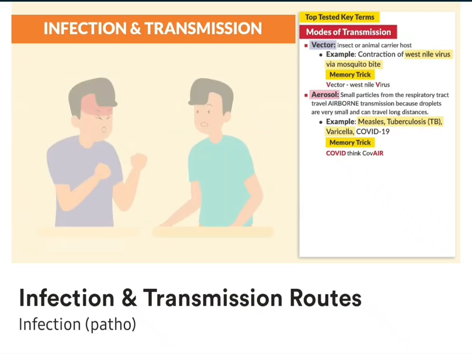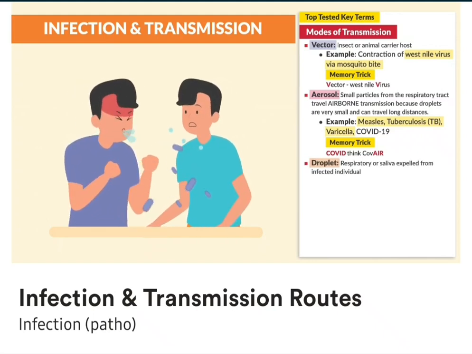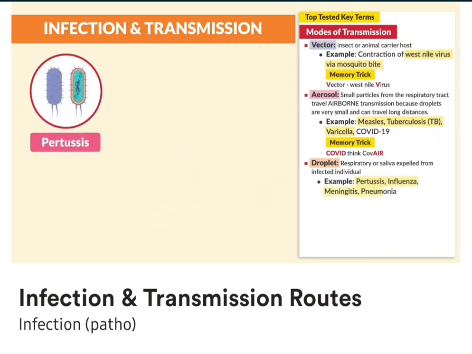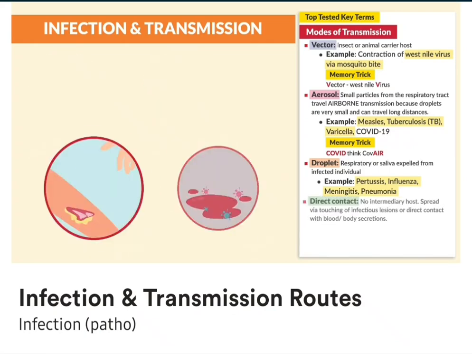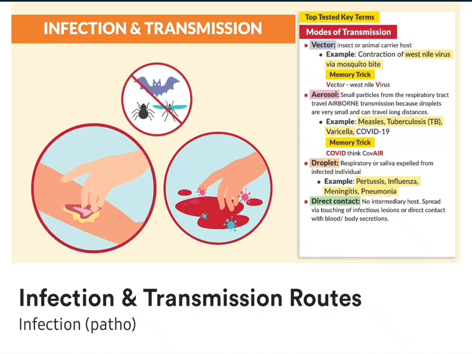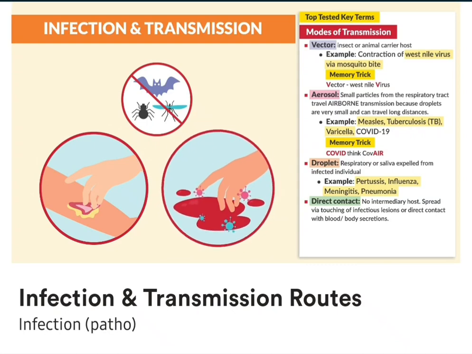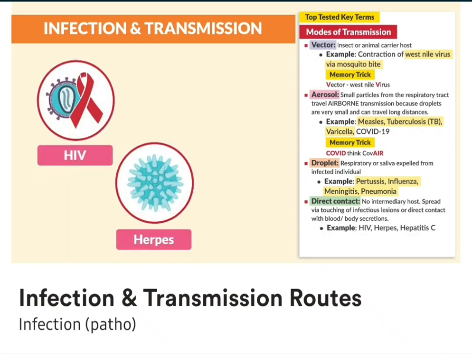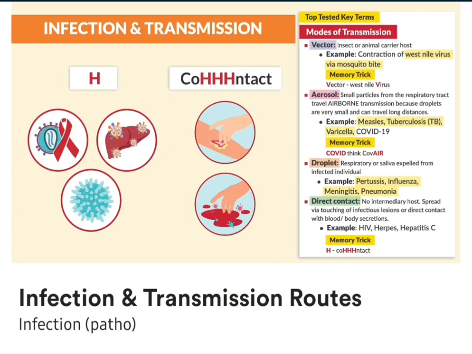And the next key term here is droplets. Respiratory or saliva expelled from an infected individual. Examples are pertussis, influenza, meningitis, and pneumonia. And lastly is direct contact. There's no intermediary host here. It's spread via touching an infectious lesion or direct contact with blood or body secretions. Great examples are HIV, herpes, and hepatitis. So the memory trick, think of the H and just say contact. It kind of sounds like a bunch of H's for contact, right?